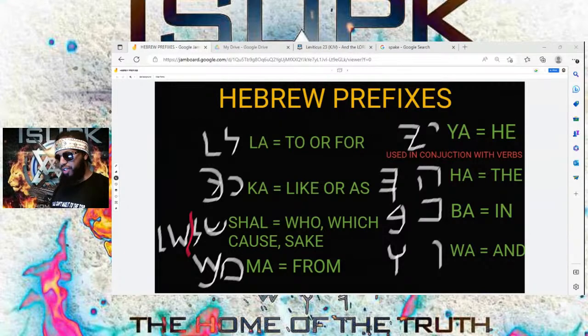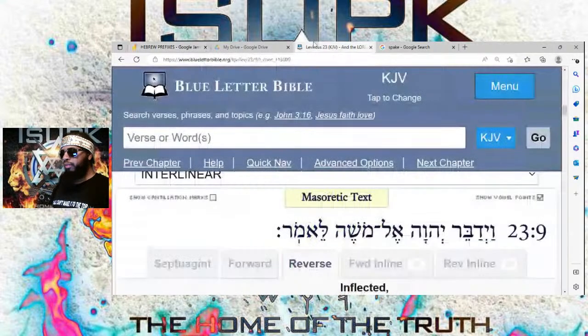Now if you look very closely, it says use in conjunction with verbs. You will only see this in conjunction with verbs. You can't use this with nouns, adverbs or adjectives. It's used in conjunction with verbs and verbs alone. And here's why. If ya means "he," then ya the bar means "speak," meaning to speak.